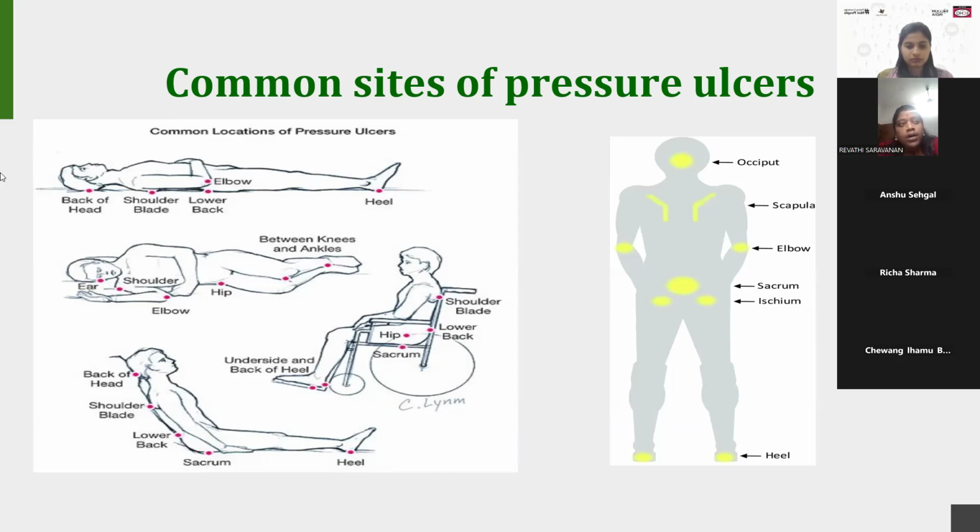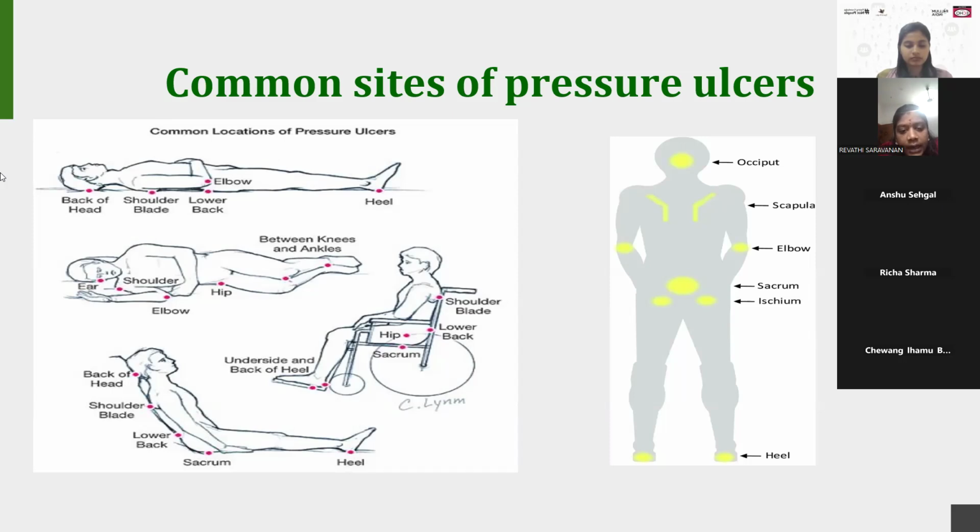Some unaware people think only bedridden people get pressure ulcers. That is wrong. Wheelchair patients also get pressure ulcers. People with less activity also have pressure ulcers. So you can see in the first picture the common sites of pressure ulcers and how they affect the person. First, in the lying position: back of the head, shoulder blade, lower back, elbow, then heel. Those are the common sites of pressure ulcer.